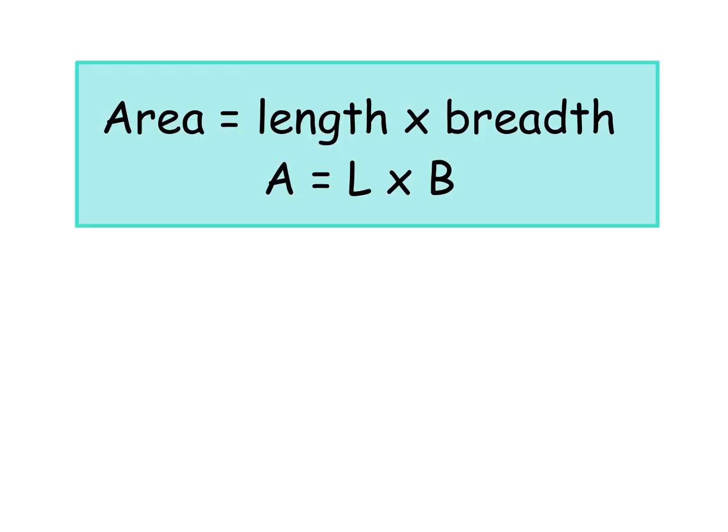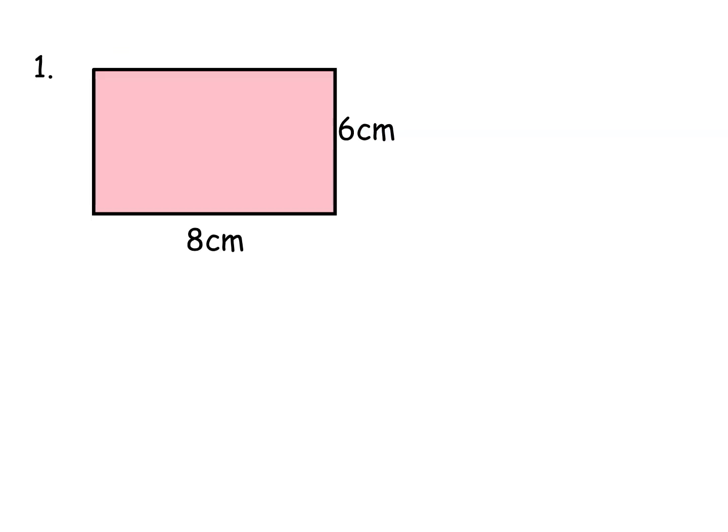So if you were in my classroom, I'd get you to write down this formula, and this is always our starting point. Area equals length times breadth, which in algebra was shortened to A equals L times B. And then we use that formula to find the area of loads of other rectangles. So we'll start off with the first one. We'll start by writing the formula A equals L times B.